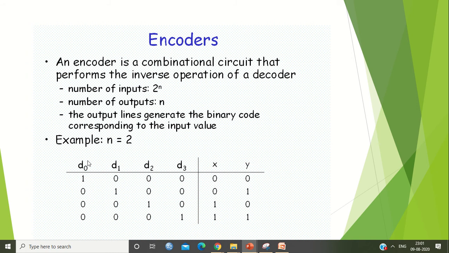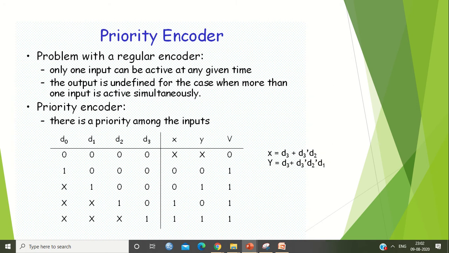Your inputs, that is your data lines, can be from D0 to D3. When D0 is equal to 1, and D1, D2, D3 can be anything, your output is 0, 0. When D1 is 1, it's 0, 1, and when D2 is equal to 1, your output is 1, 0, and when D3 is equal to 1, your output is equal to 1, 1.